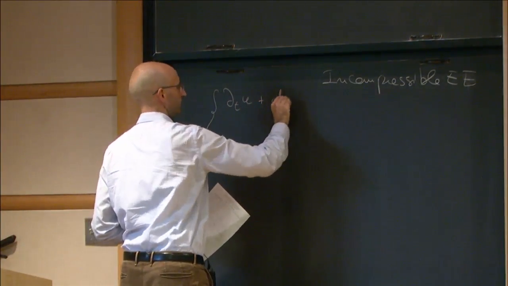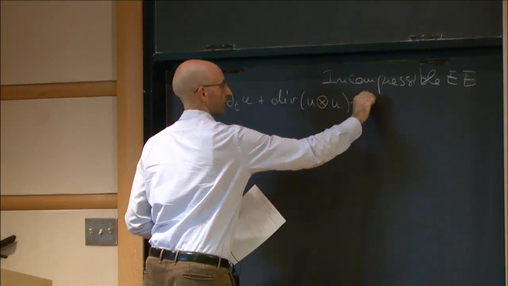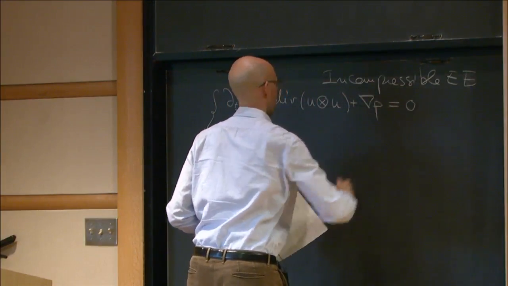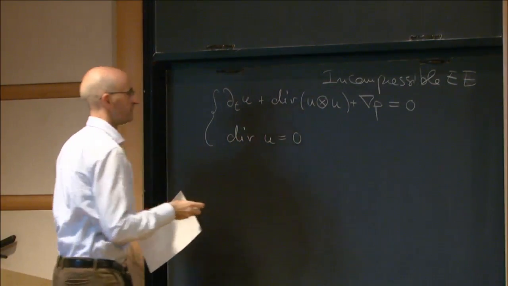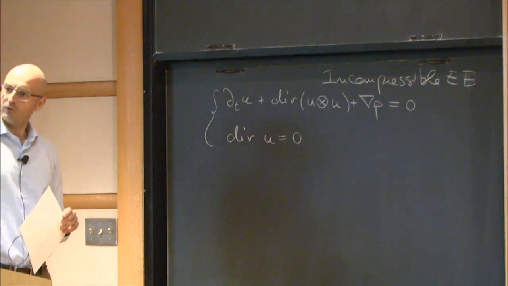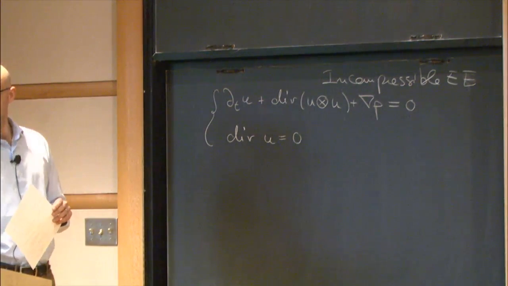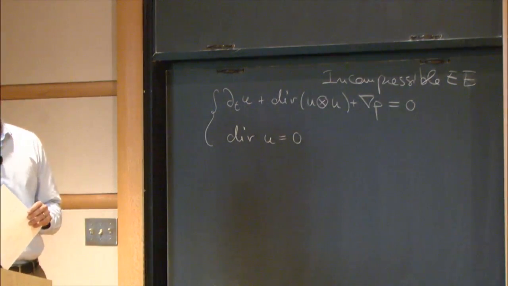So I will write it in the following way. So u is the velocity of the fluid. It gives you, as a function of the point x and the time t, the velocity of the fluid particle, which at time t is actually sitting at the point x.